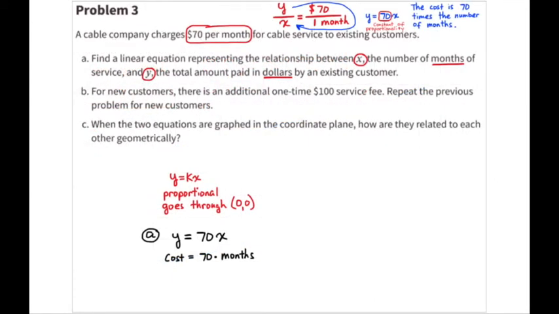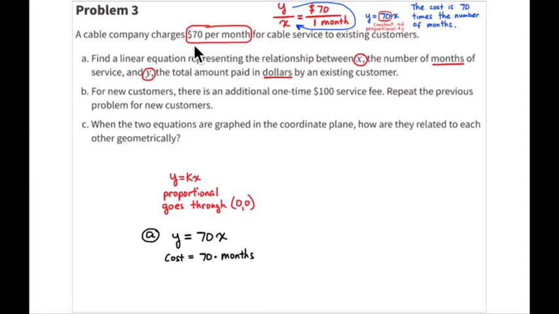This is problem number 3. A cable company charges $70 per month for service. It says find a linear equation that represents this relationship. So find the equation for this relationship if x is the number of months and y is the amount of money that's paid in dollars. Now, a way to begin these kinds of problems is always to look for those two properties. The two properties in this case are money and the number of months.